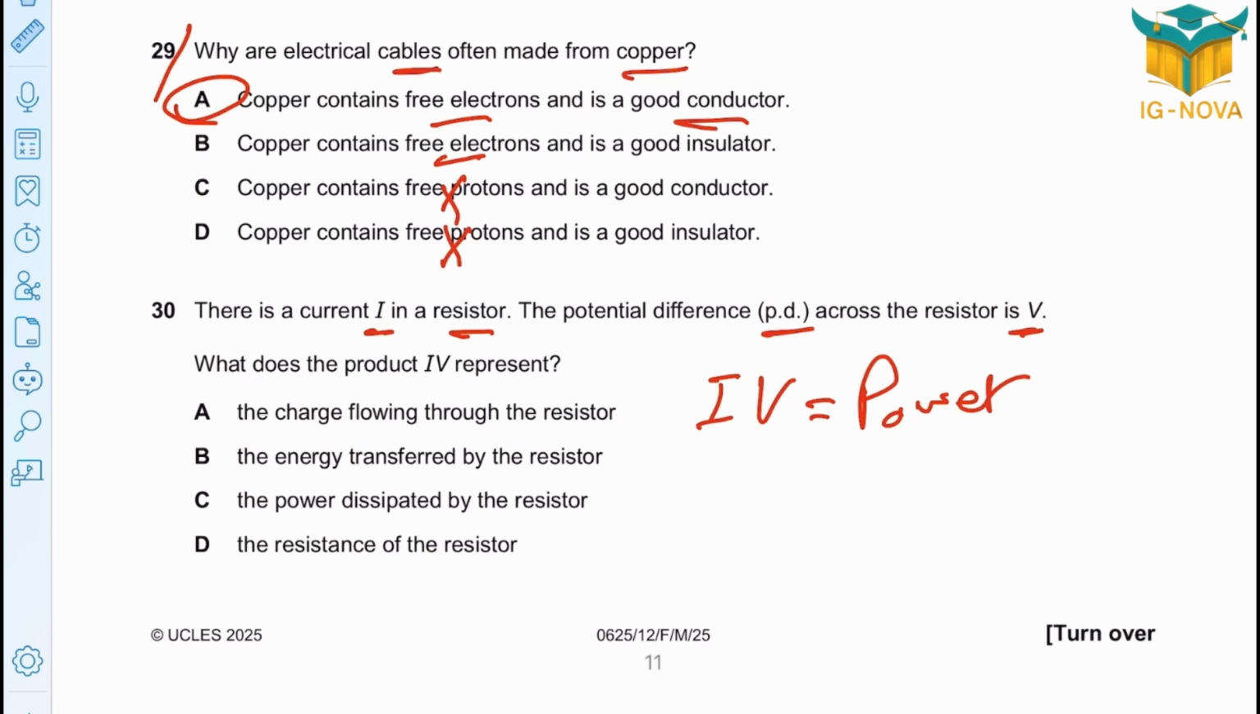So, is it the charge flowing through the resistor? No. Energy transferred? Surely no. Power dissipated by the resistor? Yeah, this is the power.